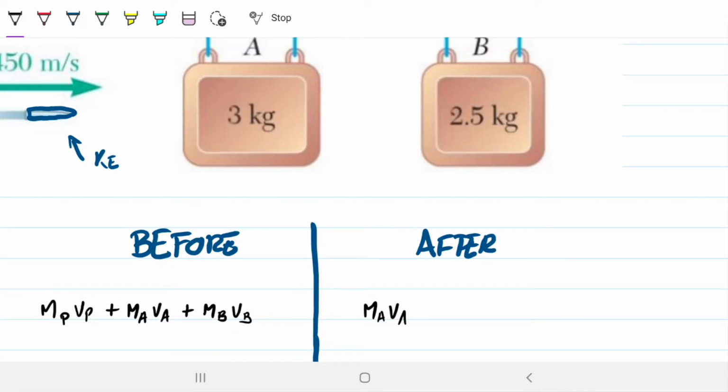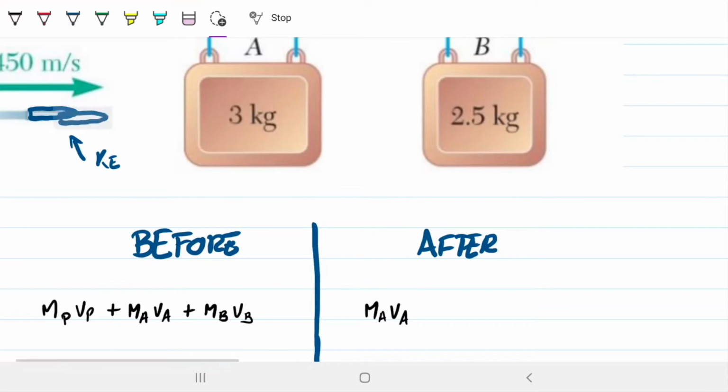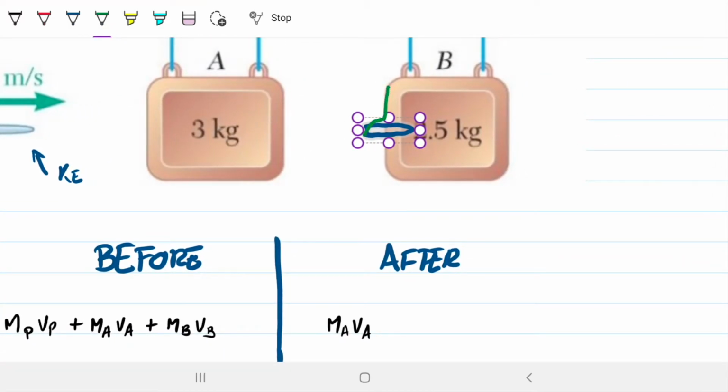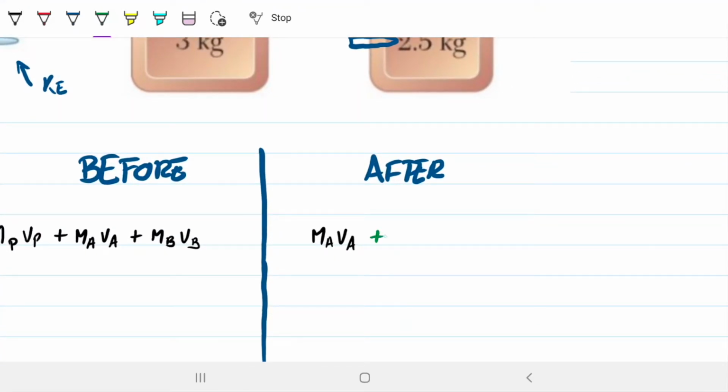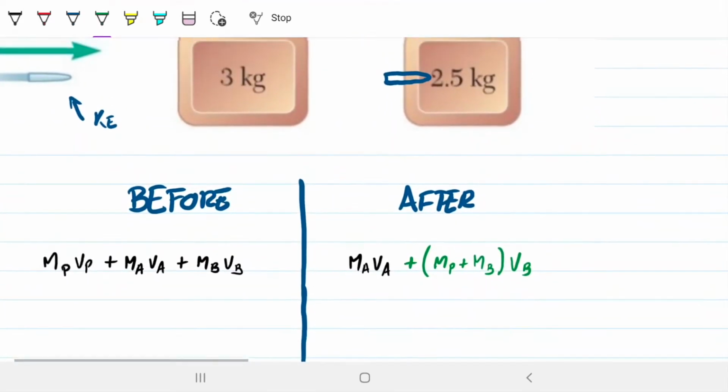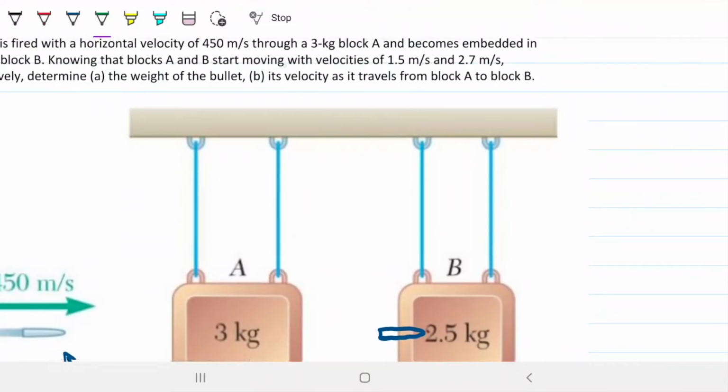times the velocity of A, but now because the bullet is embedded in B, what we actually have is one thing that we consider one single body that has the mass of block B plus the mass of the bullet, and they move with one single velocity because they're one single thing. So we would have plus the mass of this new body, which is the mass of the projectile plus the mass of B, times the velocity that this thing has acquired. The velocities are 1.5 for A and 2.7 for B.